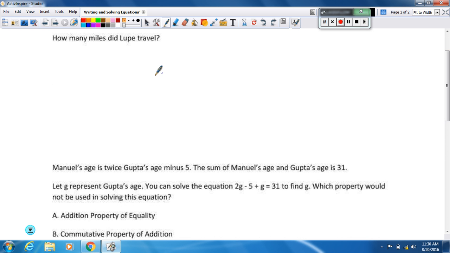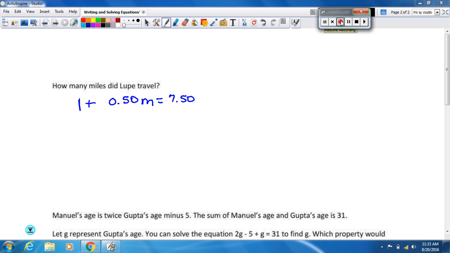And then it says, well, how many miles did he travel? So we know he traveled at least 11 miles, let's put that in. 2 plus 50 cents per mile equals... I apologize because I was using the wrong one. It said Lupe did travel on the holiday, so I don't want to use the 2 there, I want to use the 1.